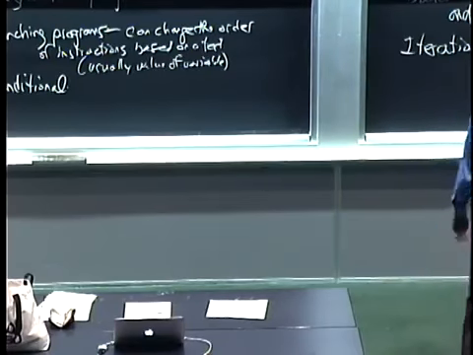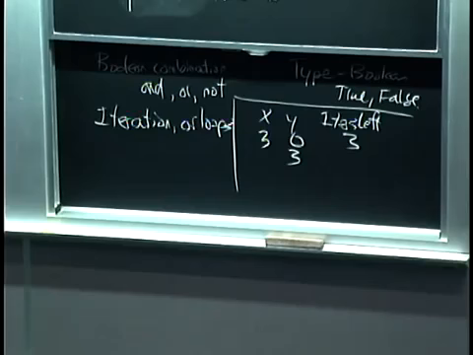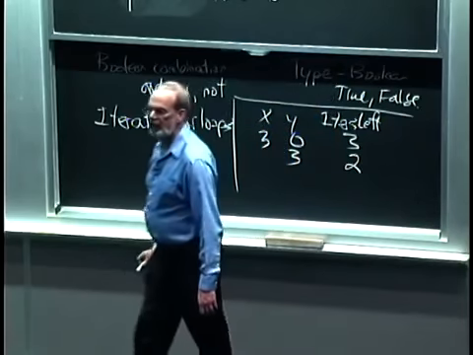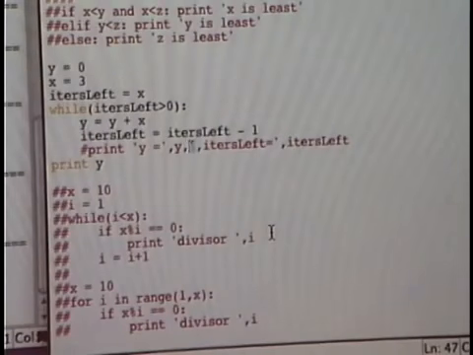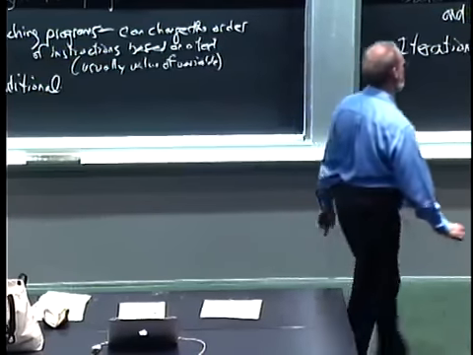It says take value of y and value in x, add them together, and create that as the new value of y. Right? That's the assignment statement. It says take iters left, subtract 1 from it, and bind that as the new value for iters left. Having reached the end of the block, go back up and check the test. Is iters left greater than 0? Yes, it is. So evaluate the same sequence of instructions again.